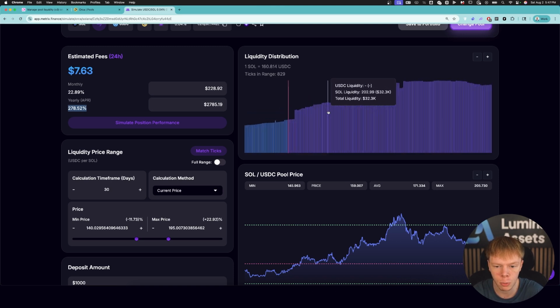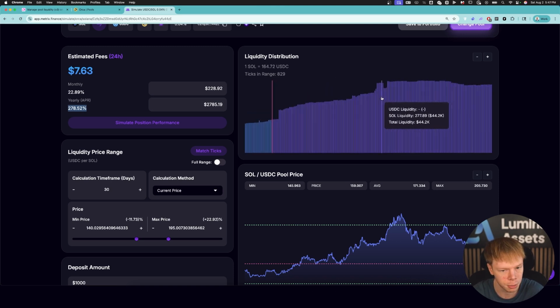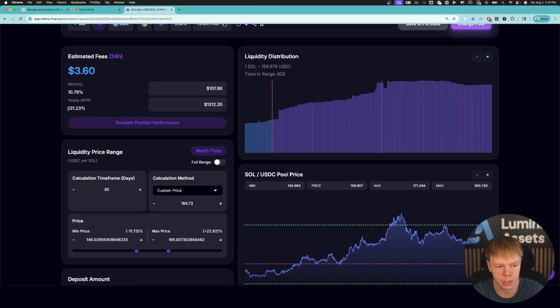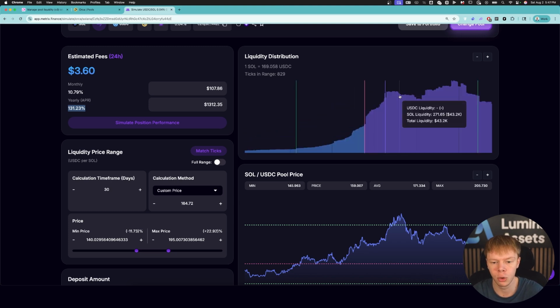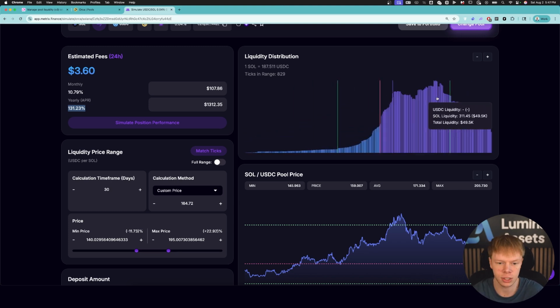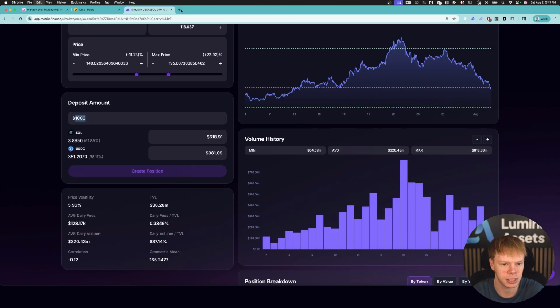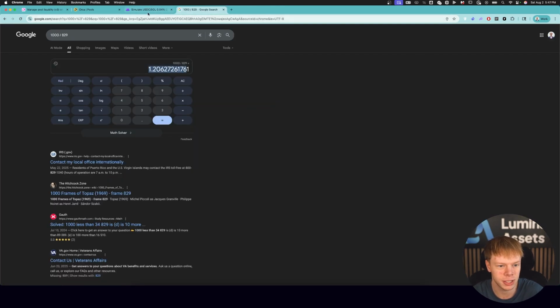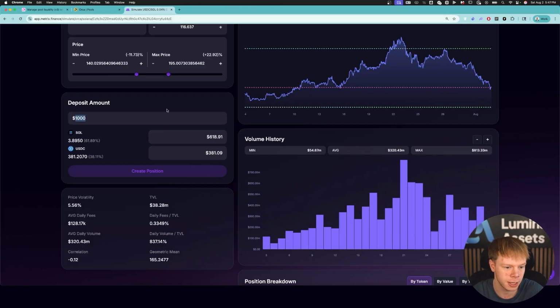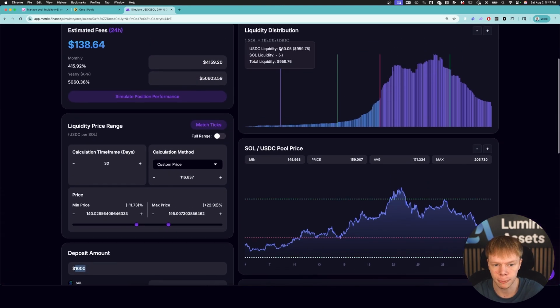But if we go to a period where there are higher amounts of liquidity, like over here where there's 44K, that 278% APR is now 131%. Why? Because we make up less of this tick because there's more liquidity. And our liquidity is distributed evenly. So there are 829 ticks within our range, and we have roughly $1,000, which means that we're doing about $1.20 per tick. And ultimately, if we were to go in with a tighter range, there'd be fewer ticks, more money per tick. That's why we get a higher APR.